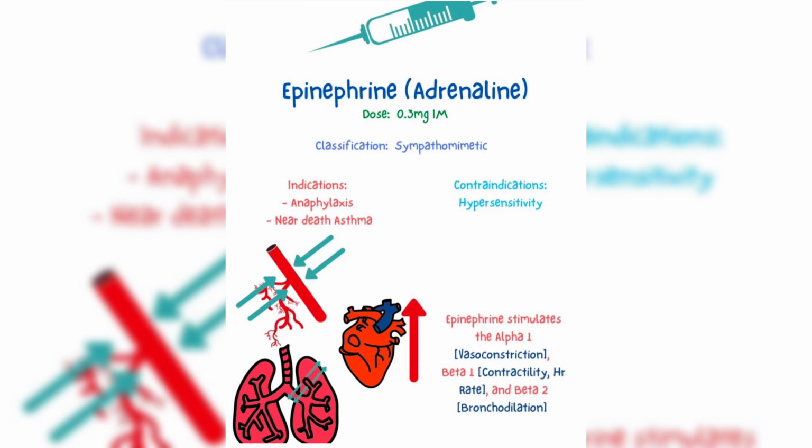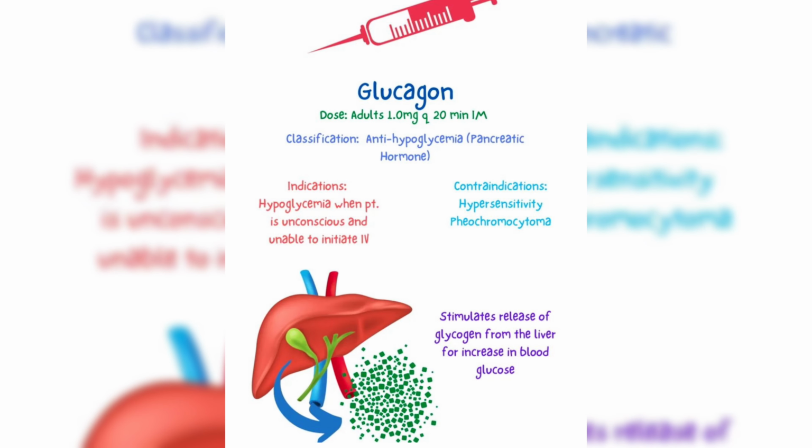Our fourth medicine is epinephrine, also known as adrenaline. Dose: 0.3 milligrams intramuscular. Classification: sympathomimetic. Indications: anaphylaxis, near-death asthma. Epinephrine stimulates alpha-1, which causes vasoconstriction. It also stimulates beta-1, which is responsible for contractility and heart rate. It also stimulates beta-2, which causes bronchodilation. Contraindications: hypersensitivity.